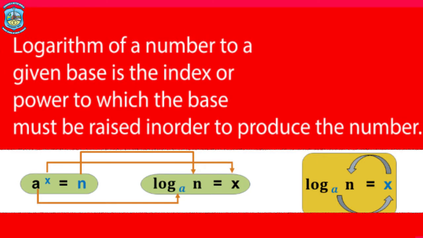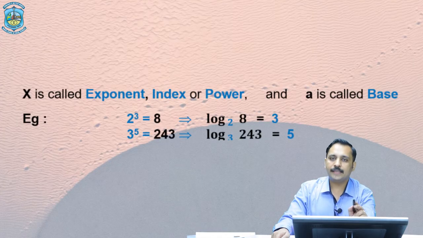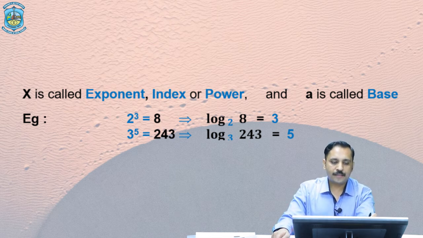Now if you again look at the definition of logarithm, it says that the logarithm of a number to a given base is the index or power to which the base must be raised to produce the number. That is, if we raise this base a to the power of x, we will get the number n. Okay, let us take some examples. So we have 2 raised to power 3 is equal to 8. Here I can write it as log of 8 to the base 2 is equal to 3. Similarly, if we have 3 raised to power 5 is equal to 243, I can write it as log of 243 to the base 3 is equal to 5.